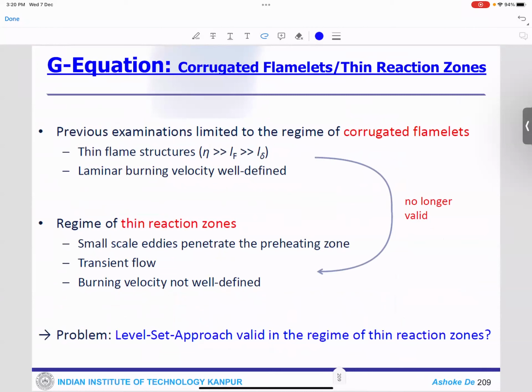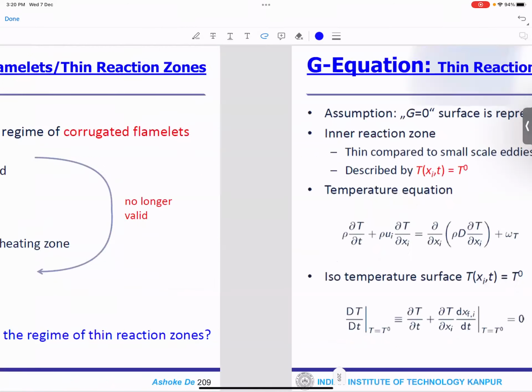So obviously, if you go to the thin reaction zone regime, then there are certain issues which may pop up. In the thin reaction zone, you have small scale eddies which can penetrate through the preheat zone of the flame front. Also some transient nature of the flow would be there. So the question is, can this level set approach be valid in the thin reaction zone regime?